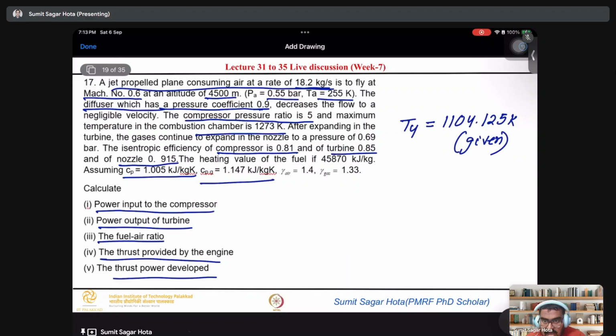Okay, assuming Cp as 1.005 and Cpg as 1.147 kilojoule per kg Kelvin, gamma of air is 1.4 and gamma of gas is 1.33. Calculate the power input to the compressor, power output of turbine, fuel air ratio, thrust provided by the engine, thrust power. In the question, T4 is already given, 1104.125 Kelvin.